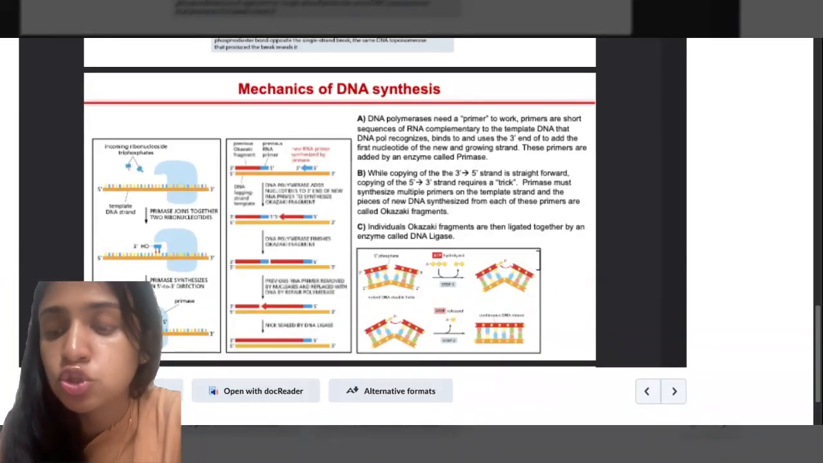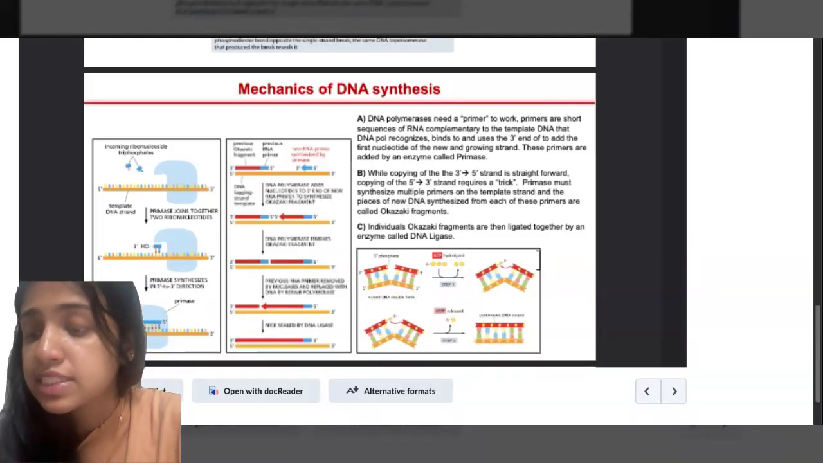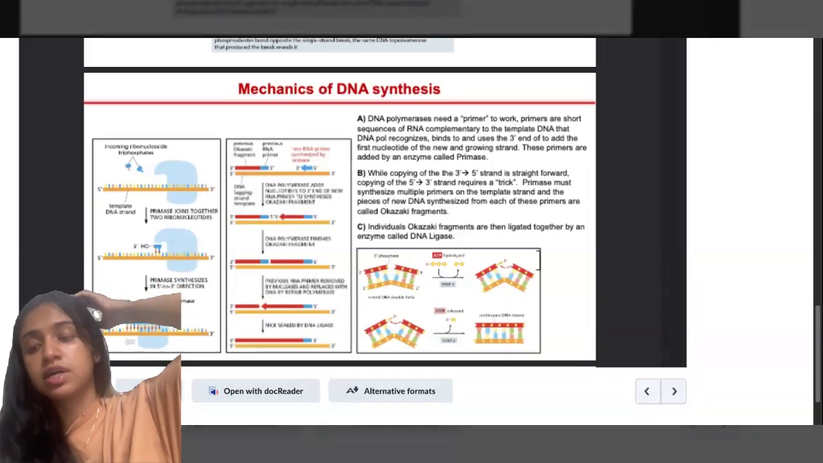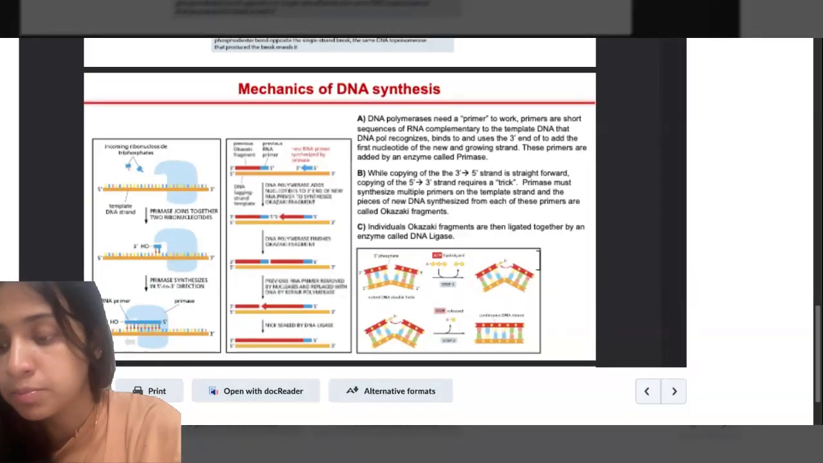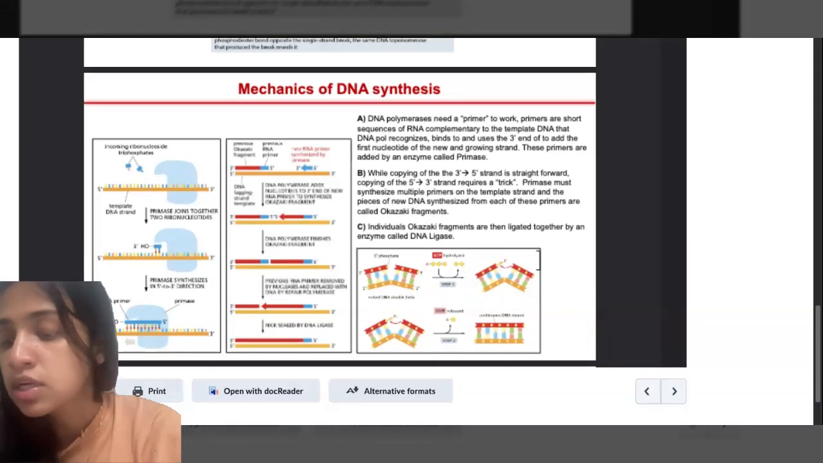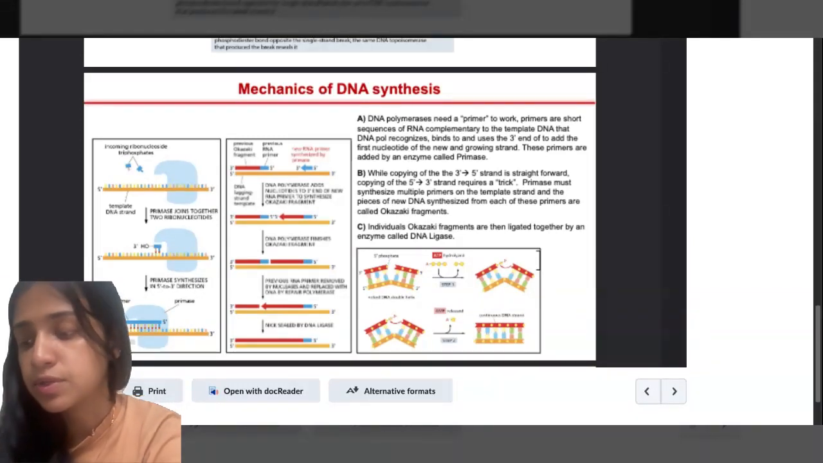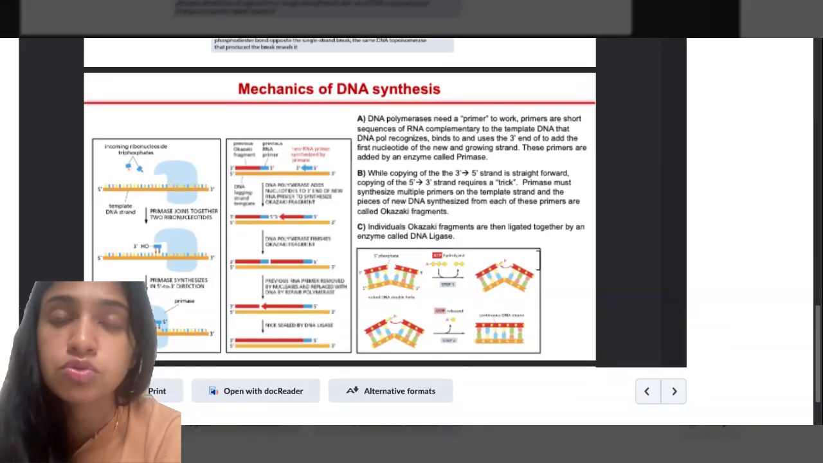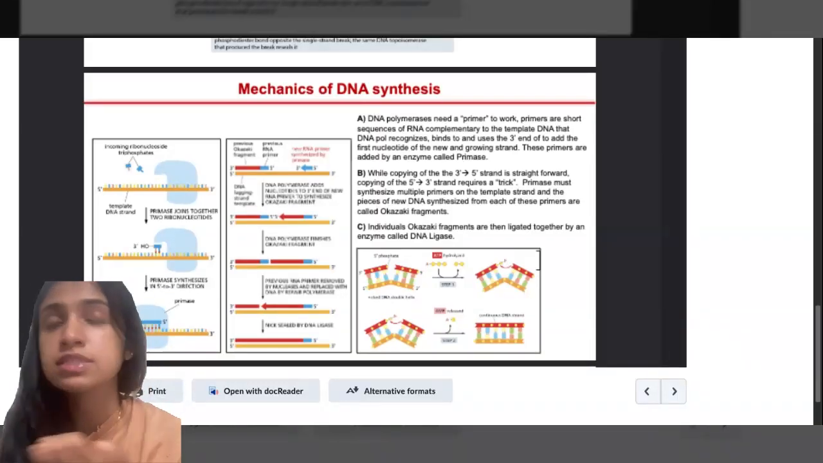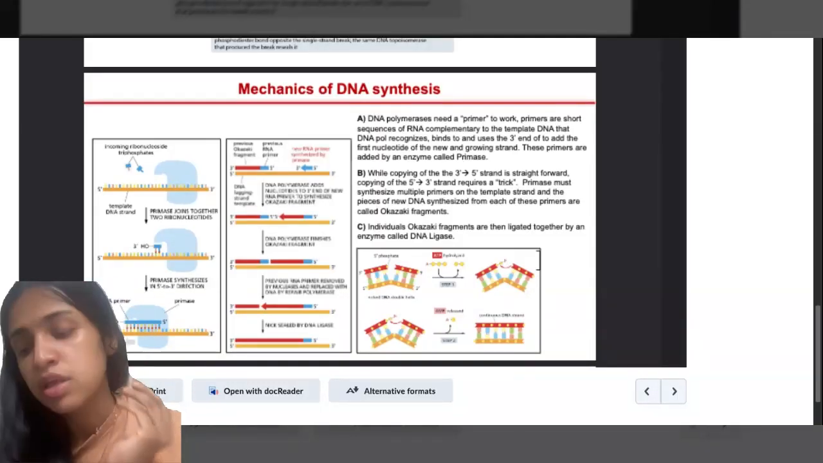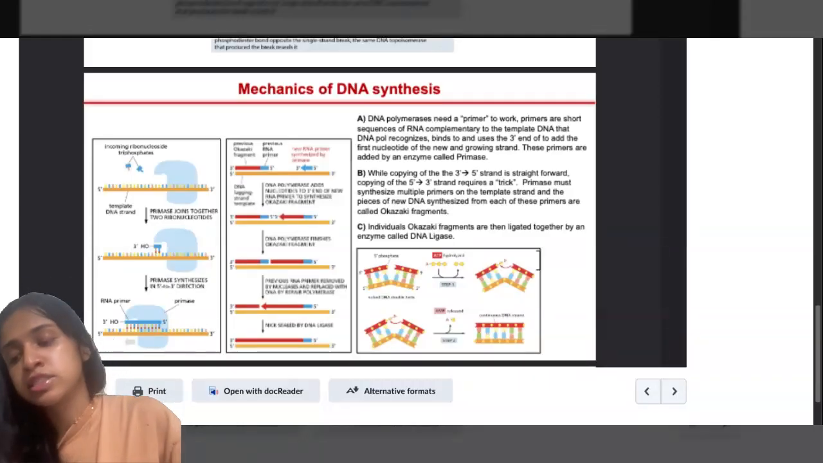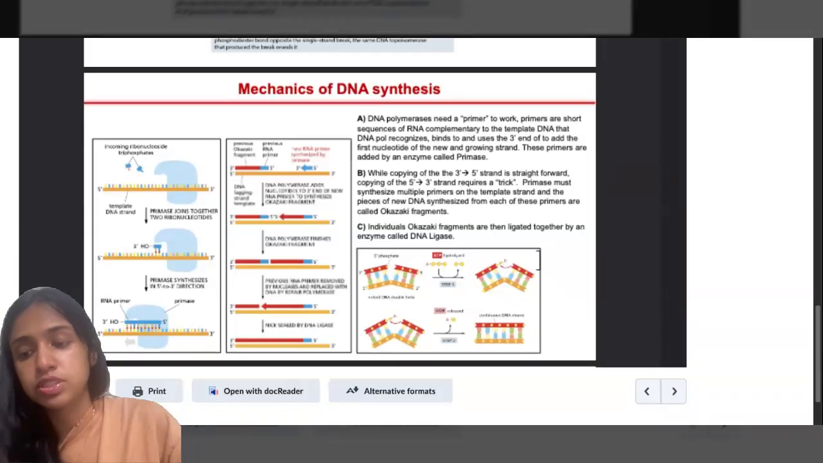So primase makes a short RNA primer, synthesizing RNA in the 5' to 3' direction, which gives DNA polymerase a free 3' hydroxyl OH to begin adding DNA nucleotides. So remember, primase makes primer. You need an RNA primer, and primase is making that RNA primer by synthesizing RNA 5' to 3'. It gives DNA polymerase a free 3' OH to begin adding DNA nucleotides.